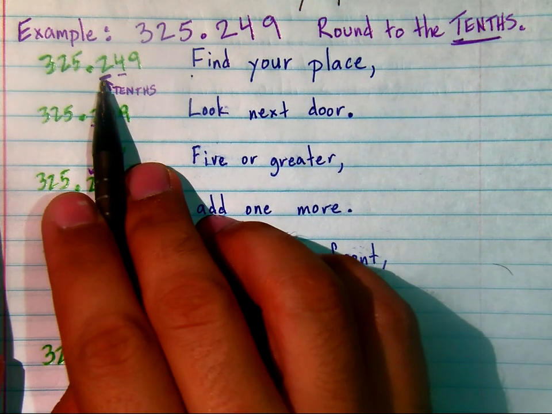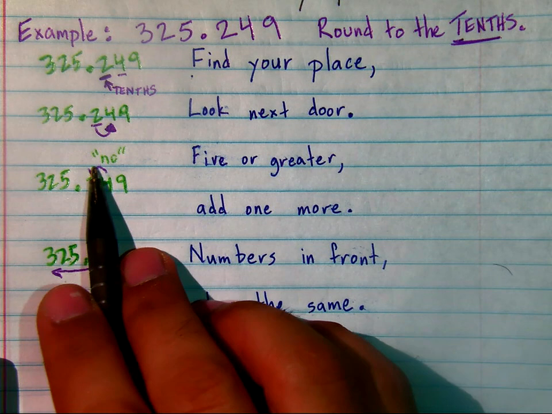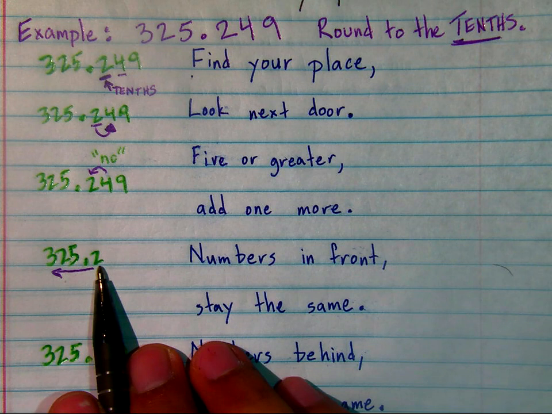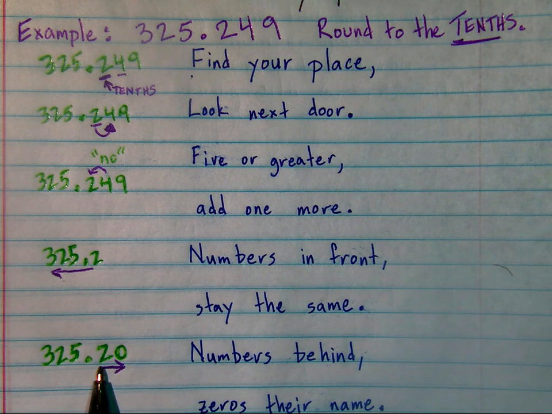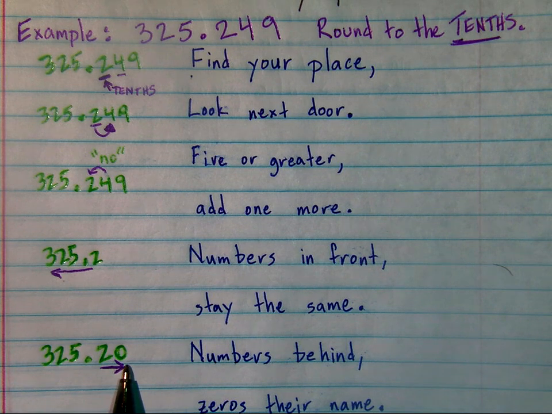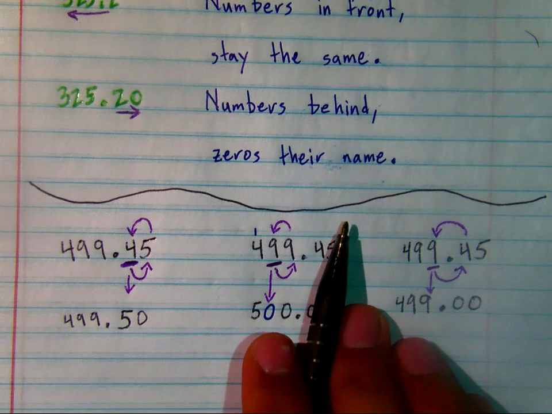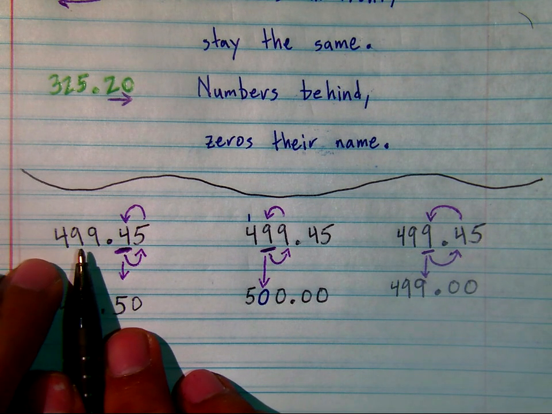Find your place, look next door. Is it 5 or greater? If it is, add one more. Numbers in front stay the same, and numbers behind zeros their name. So that fun little rhyming poem can be applied in several different ways.